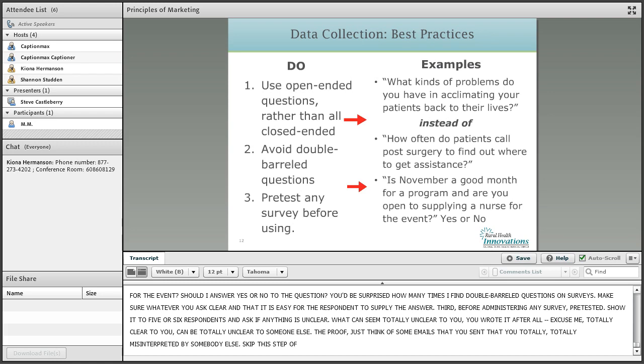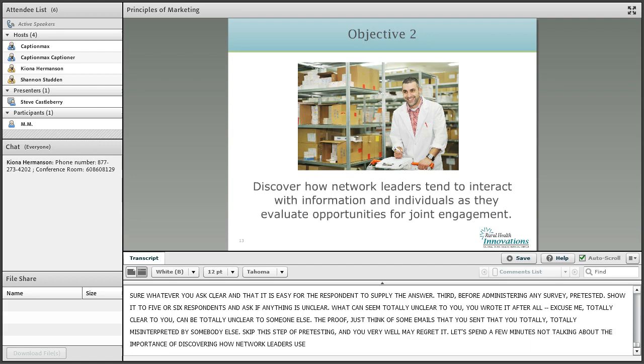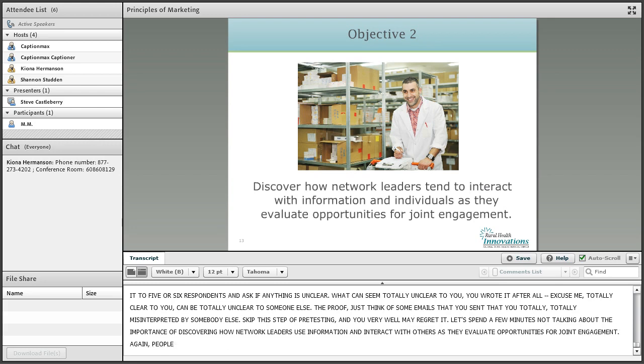Third, before administering any survey, pre-test it. Show it to 5 or 6 respondents and ask them if anything is unclear. What can seem totally clear to you, you wrote it after all, can be totally unclear to someone else. For proof, just think about some emails you have sent that have been misinterpreted by someone else. So skip this step of pre-testing, and you very well may regret it.